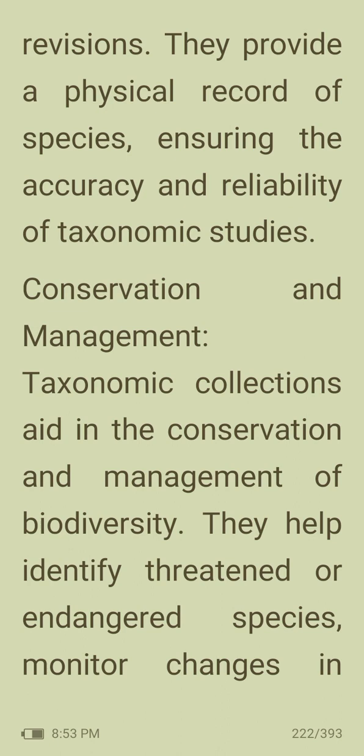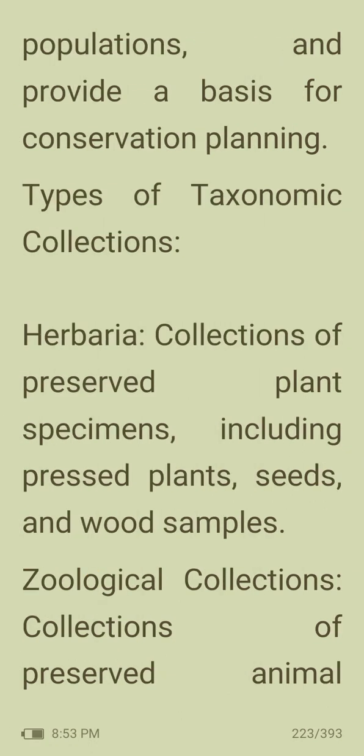Then, conservation and management. Taxonomic collections aid in the conservation and management of biodiversity. They help identify threatened or endangered species, monitor changes in population, and provide a basis for conservation planning. Types of taxonomic collections. Herbaria: collections of preserved plant specimens, including pressed plants, seeds, and wood samples.